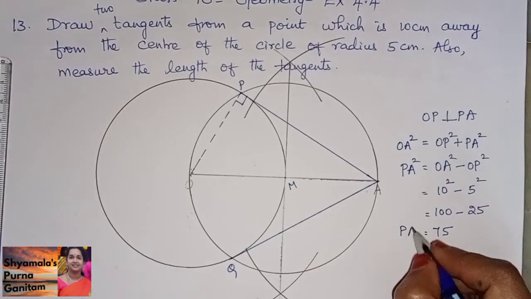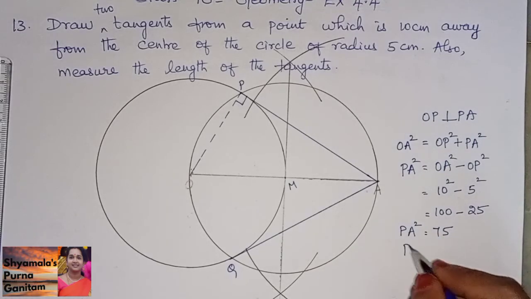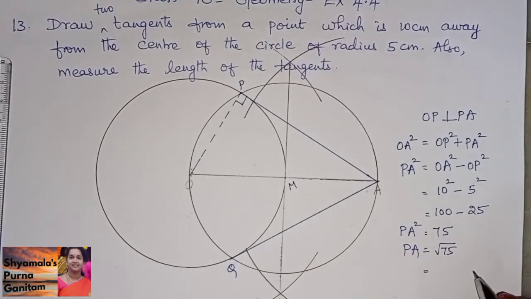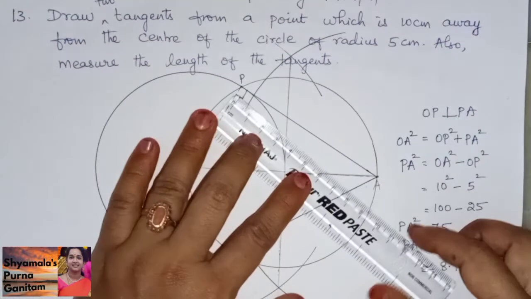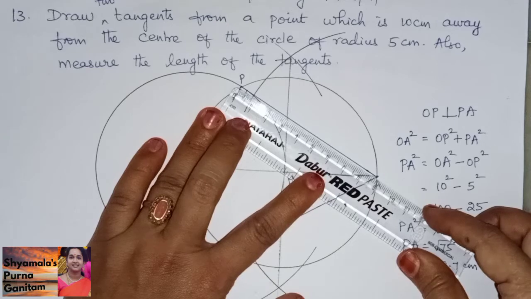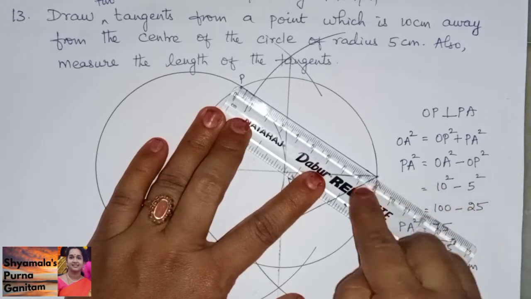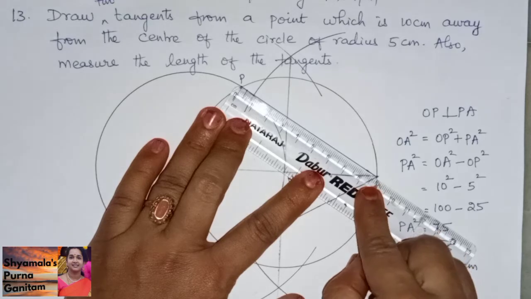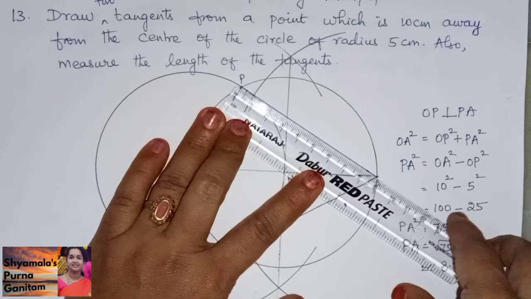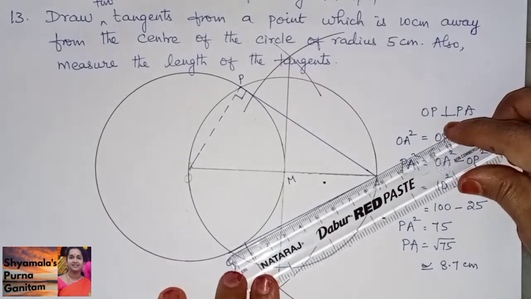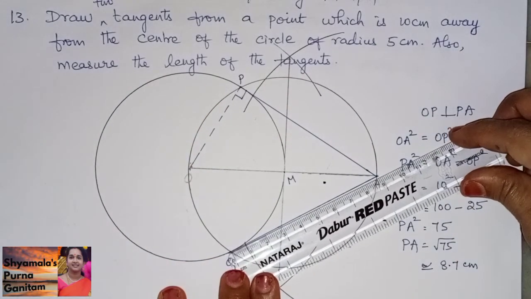So PA squared is equal to 75. So PA is equal to root 75. So root 75 value is approximately equal to 8.7 centimeter. So I have to check on the circle whether I am getting 8.7. So this is, see here. So 8.7 approximately I am getting. So both the tangents will be of the same measurement. So 8.7.